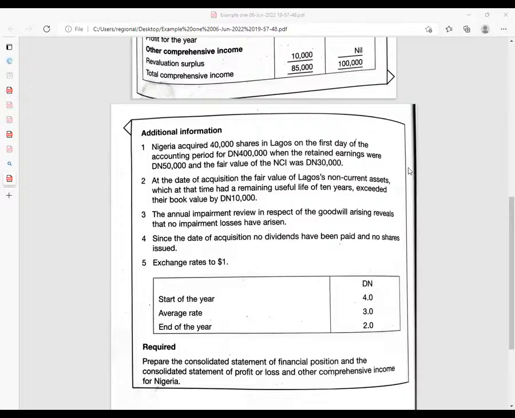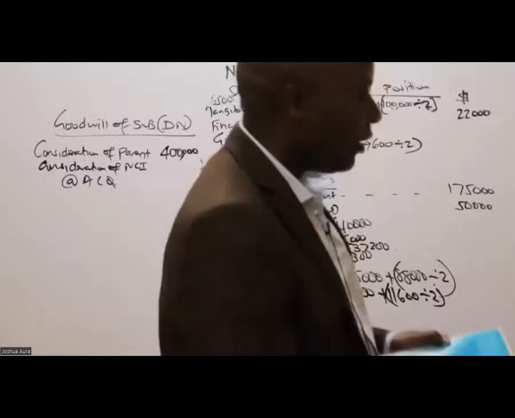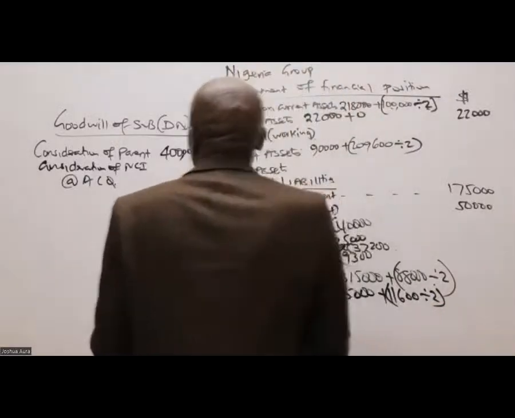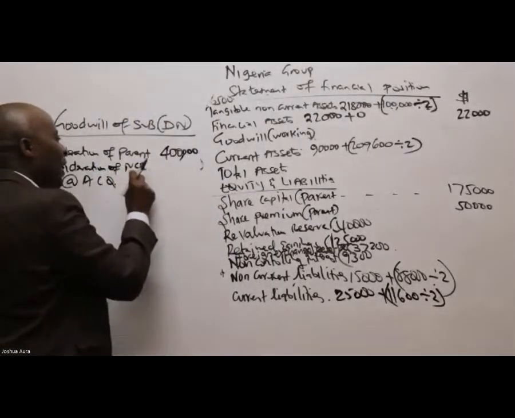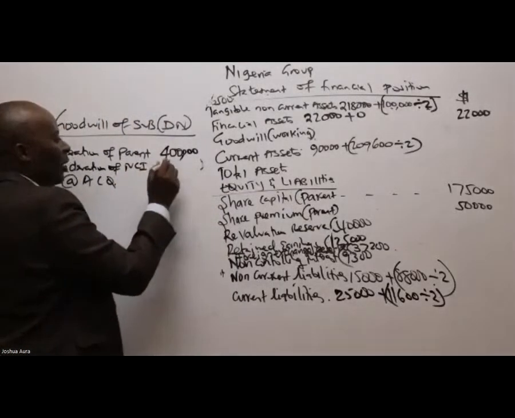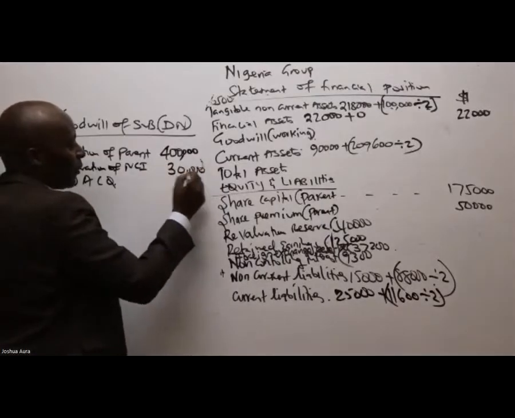The fair value, and so on. You're told somewhere here that Nigeria acquired 40,000 shares in Lagos on the first day of the accounting period, when the retained earnings were DN 50,000, and the fair value of NCI was 30,000 DN. So you can see everything is in terms of DN. Again, the consideration of the NCI at the date of acquisition, they have told us it's 30,000.